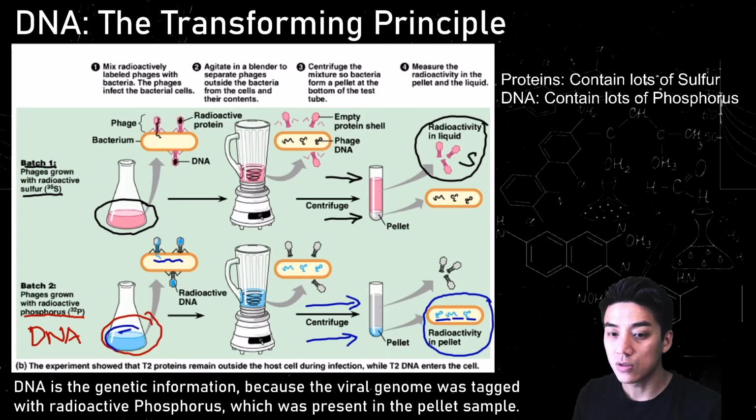So this would signal to scientists that DNA is what contains genetic information. It's the thing being transferred. It's not the proteins at all, it's actually DNA. And this was apparent because you actually see it in the bacteria because it's been tagged with radioactive phosphorus.